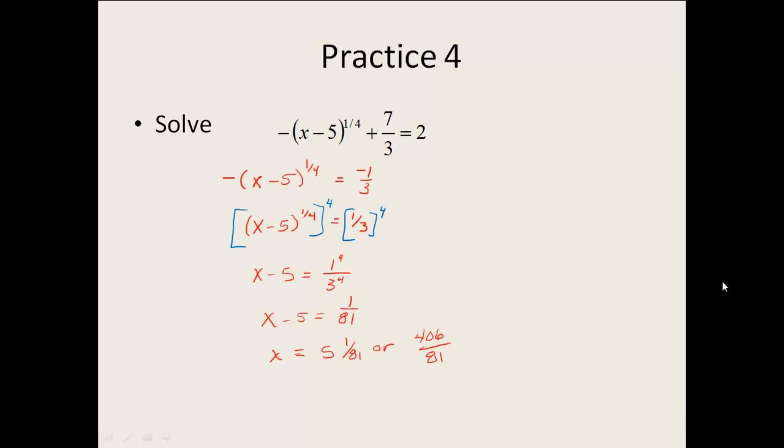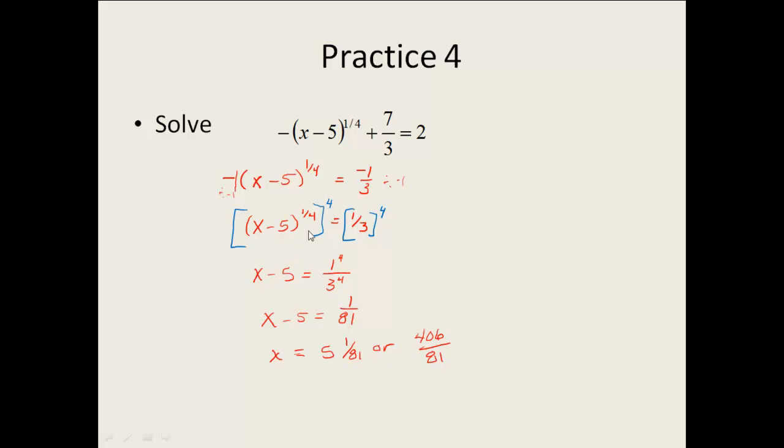Okay, on this last one, subtract the 7/3 from both sides and you should get -1/3 on the right. Now don't forget about this little negative sign out front here. It's really a -1 being multiplied by this set of parentheses, so I have to divide by -1. Well, when I take -1/3 divided by -1, it changes into a positive 1/3. Then I had to raise both sides to the 4th power.